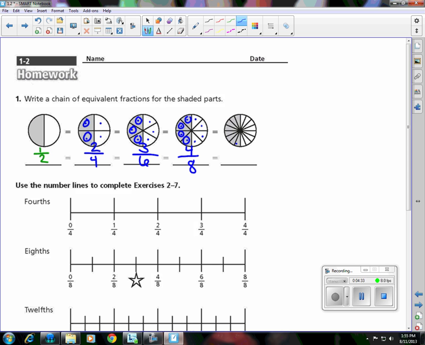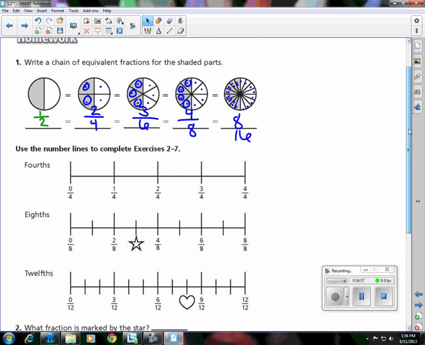Tricky. 1, 2, 3, 4, 5, 6, 7, 8, 9, 10, 11, 12, 13, 14, 15, 16 is my denominator. And how many are shaded? 1, 2, 3, 4, 5, 6, 7, 8. 8 is my numerator. Okay? All those fractions are equal to 1/2 because visually, as you can see, half of each of those circles is shaded in.